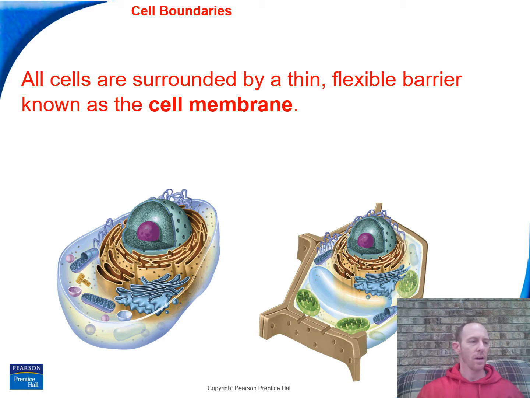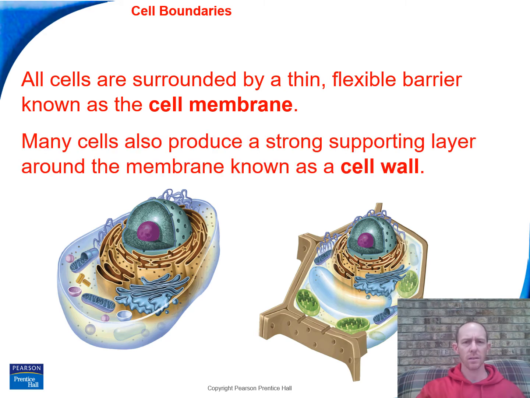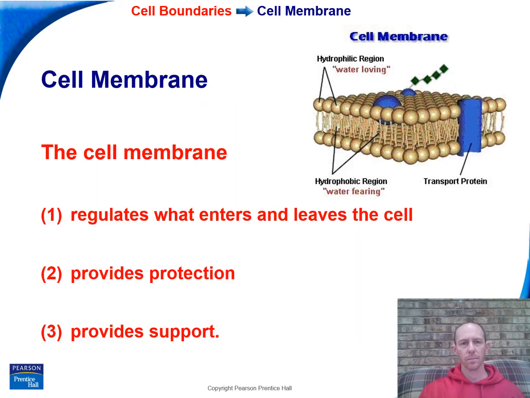So anyways, number 1, what structure surrounds all cells? You guessed it, a cell membrane. There it is. Thin flexible barrier, okay? Some cells are also surrounded, around the cell membrane, by a cell wall. So another strong supporting layer. You guys know that some kinds of cells have cell walls and some don't. Plant cells do, animals don't. But all cells have cell membranes.